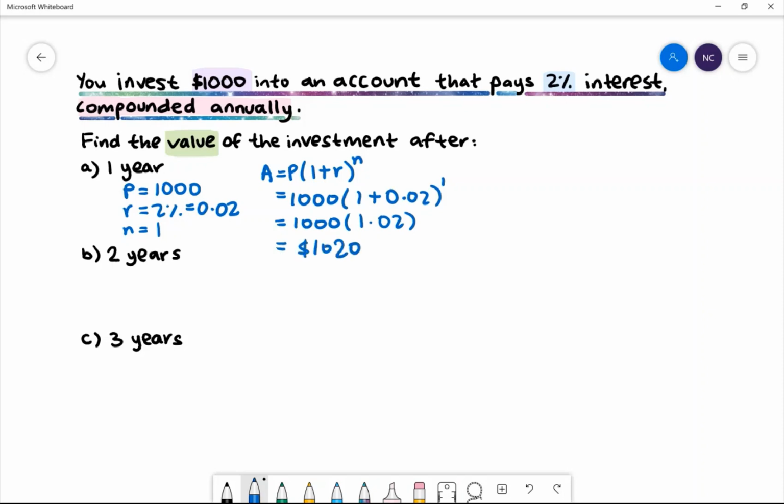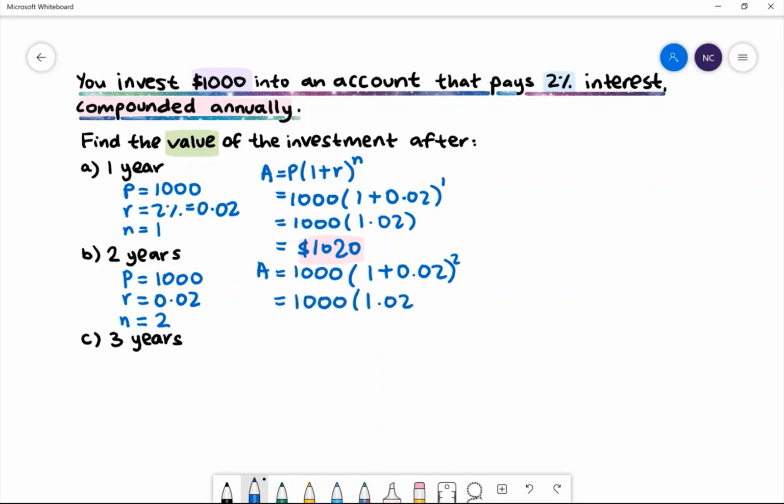In part B, we want to find the value of the investment after 2 years. The principal will be the same amount, which will be $1,000. The rate will still be 0.02. The number of years has now changed to 2. Let's highlight our first answer. Our calculation then becomes the amount is equal to $1,000 times 1 plus 0.02 to the power of 2. This gives 1,000 bracket 1.02 to the power of 2. We will then get $1,040.40 at the end of the second year.